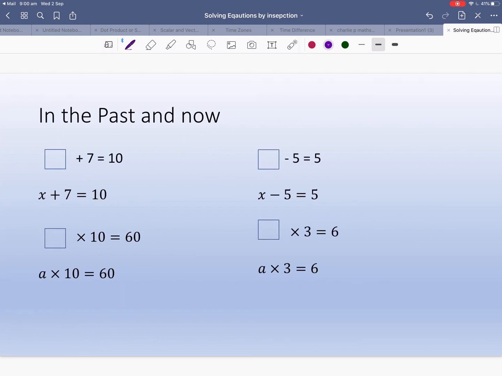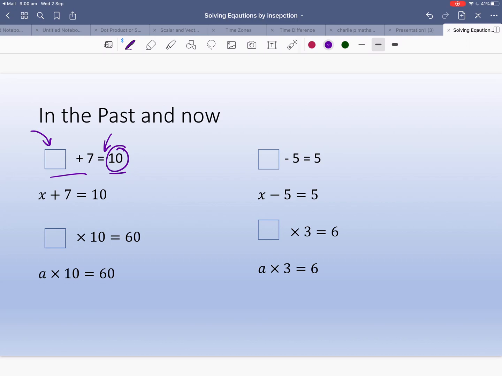Okay, in the past, at least in primary school, we would have this box, okay? And then they say, fill in the box. What number in there makes it true? And we have this equation. This side needs to equal this side. So what number can we put in the box that makes box plus 7 equals 10?